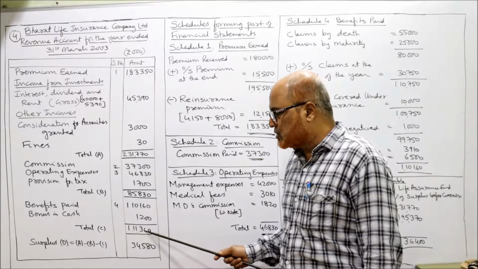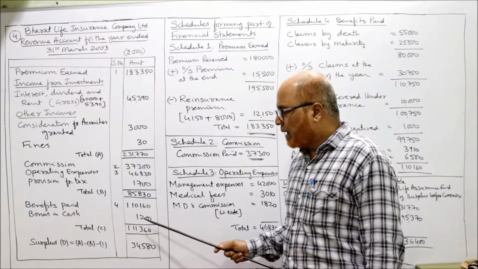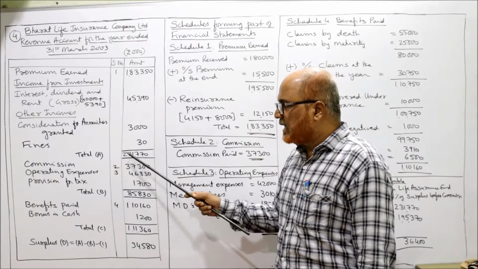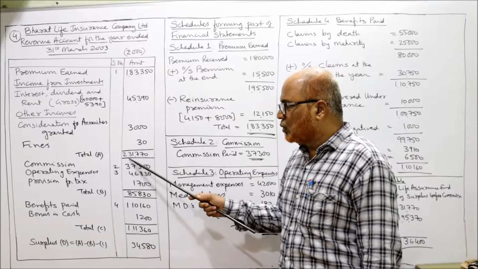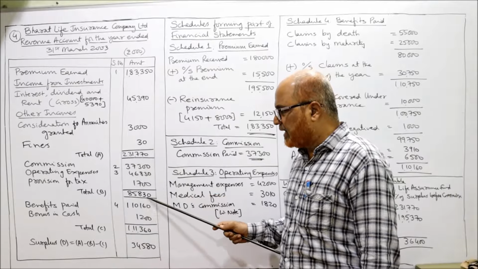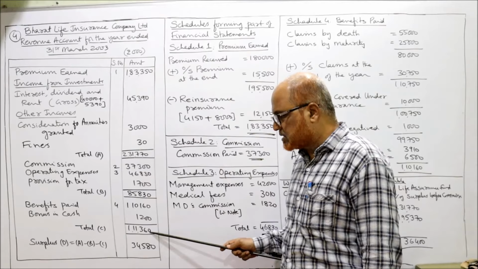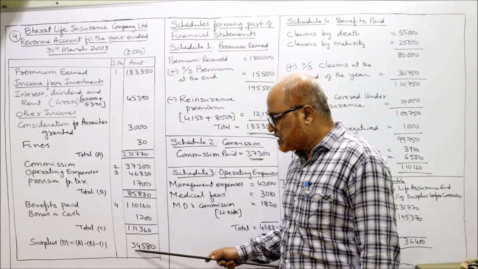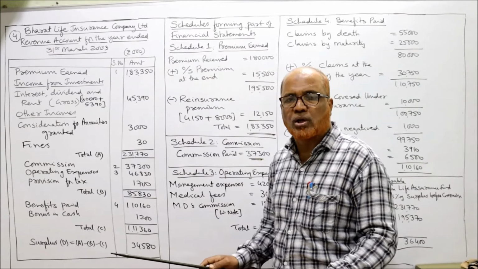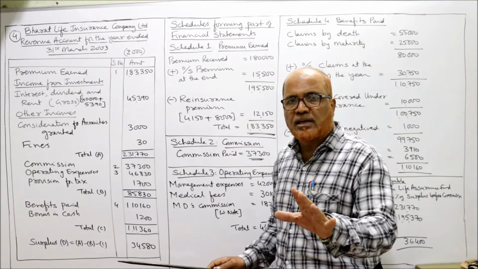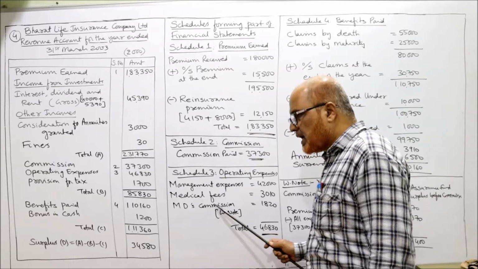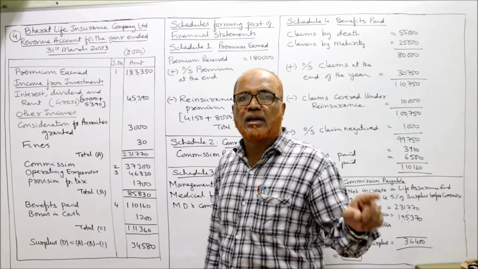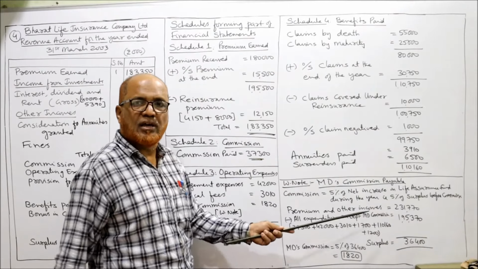Total 1,11,360. Right? Now surplus is A minus B minus C. So 2,31,770 minus 85,830 minus 1,11,360. So surplus is 34,580. That's all. This is the surplus. The only thing is we don't know how much is the MD's commission. That we have to calculate in working note. Here in working note I have calculated.